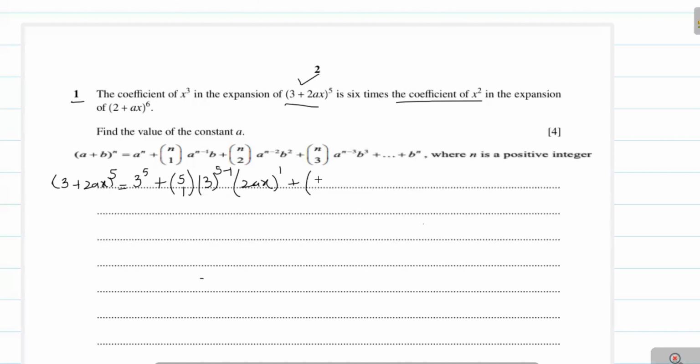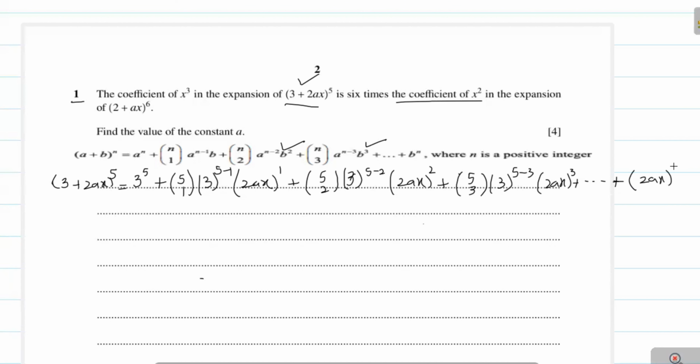The next term we write is 5C2 into 3^(5-2) into (2ax)^2. The fourth term is 5C3 into 3^(5-3) into (2ax)^3. The last term will be (2ax)^5. Now next we will expand the second expression.